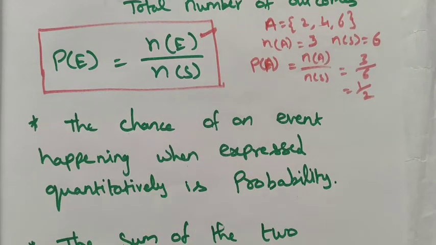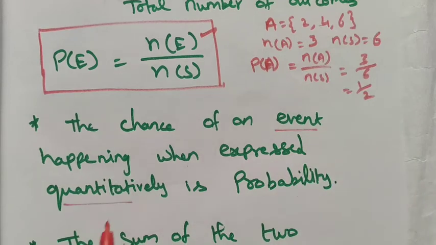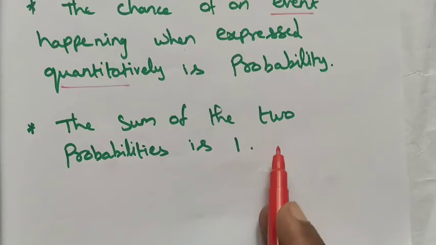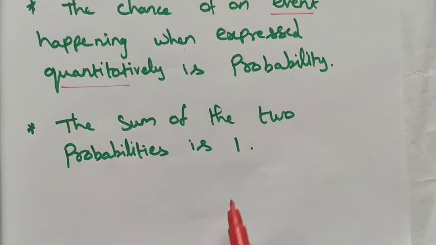Next, the chance of an event happening when expressed quantitatively is probability. We already know that probability means quantifying or measuring the chance. And the sum of two probabilities is 1. That means there is no other probability more than 1.